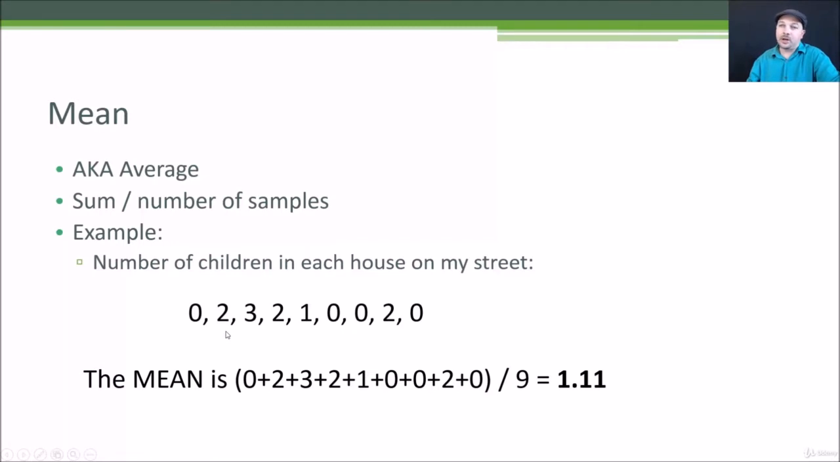And to figure out the mean, all I do is add them all together and divide it by the number of houses that I went to. So in that case, it comes out to 0 plus 2 plus 3 plus all the rest of these things divided by the number of houses that I looked at, which is 9. And the mean number of children per house in my sample is 1.11. So there you have it, mean.